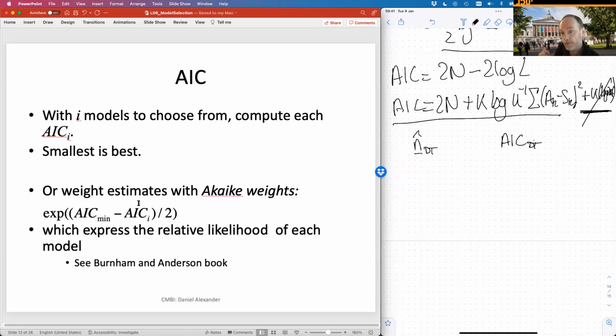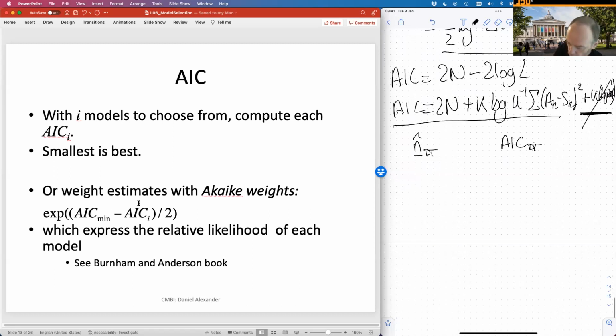And then we do the same process, but now using the ball and stick model. So not nested, but that's fine because we're using the AIC. So we get these two estimates of the fiber direction, one from the diffusion tensor, one from the ball and stick model. And I can then calculate also the AICs of those two models.